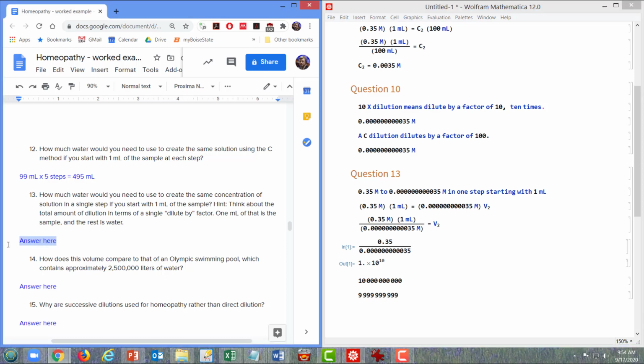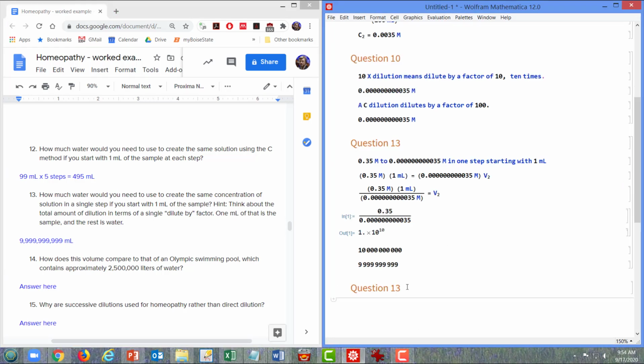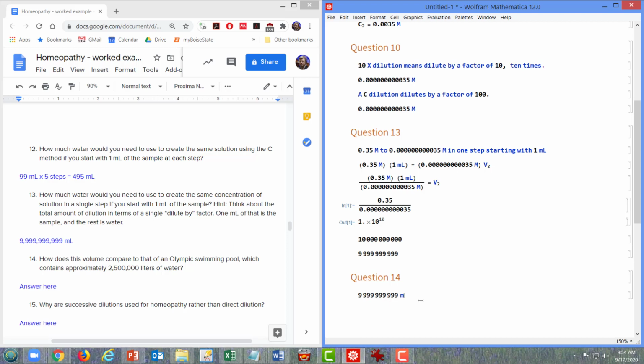So 1, 2, 3, 4, there we go. How does this volume compare to that of an Olympic swimming pool, which contains approximately 2,500,000 liters of water? For this, we need dimensional analysis. Question 14. So, we are starting with this many milliliters.